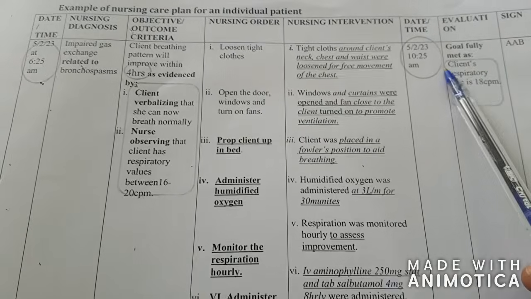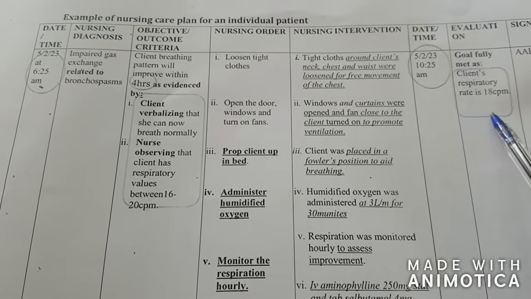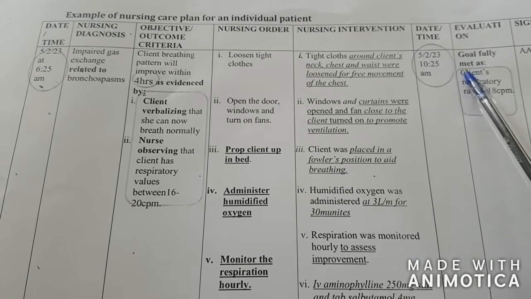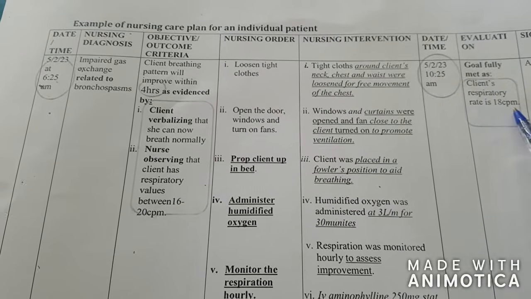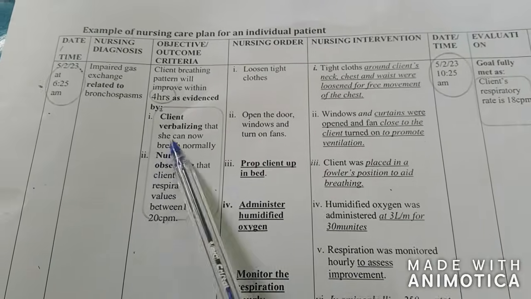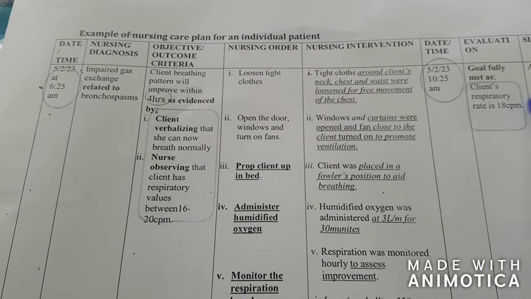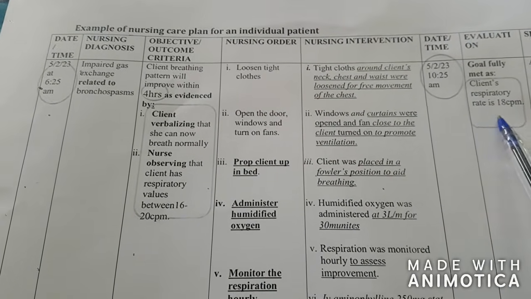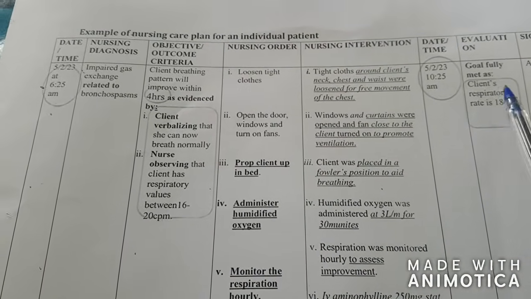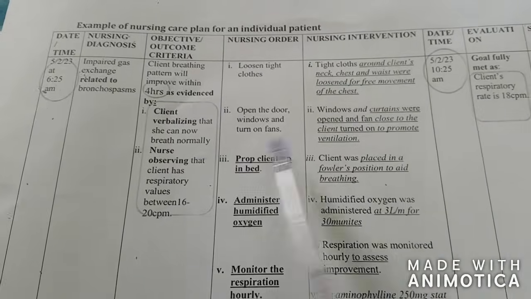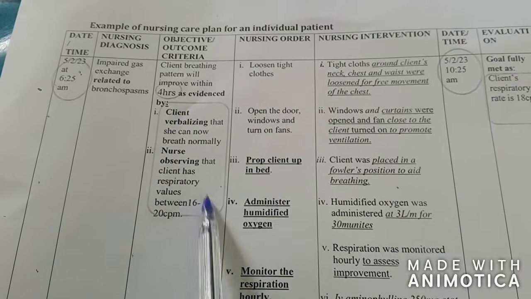So here you see goal fully met as client's respiratory rate is 18 cycles per minute. So we are using one of the criteria here to tell that the goal was achieved. So this and this are also corresponding. How you know the goal was achieved should be part of how you were supposed to know.